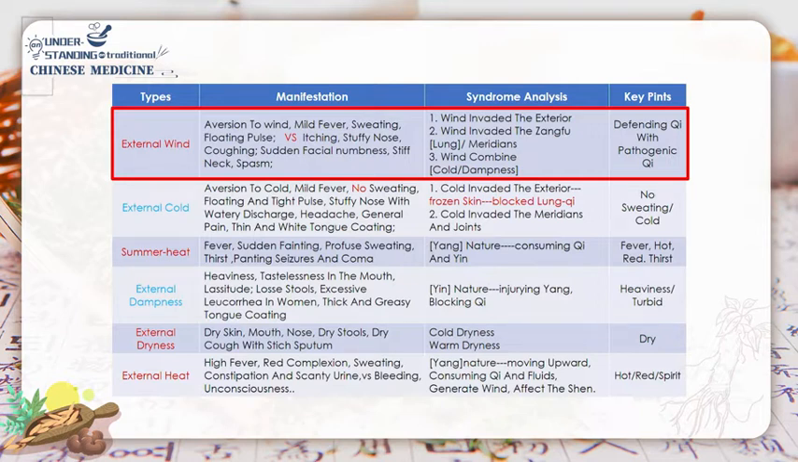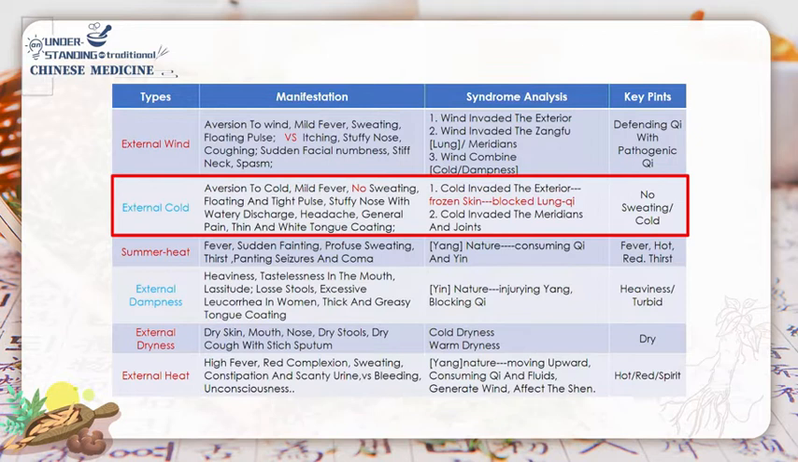The sudden facial numbness, stiff neck, spasm are caused by the wind directly invading the Zangfu or meridians. And if the wind combines with cold or dampness, there will be wandering pain in the limbs and joints. So, for external wind syndrome, the key for differentiation is defending qi struggling with pathogenic qi in the exterior level.